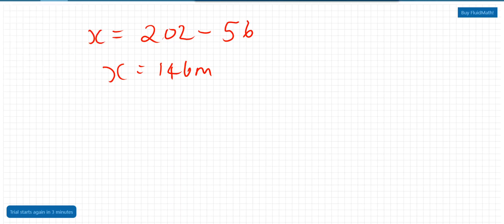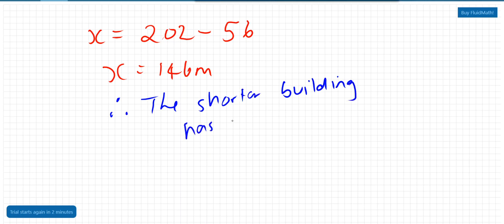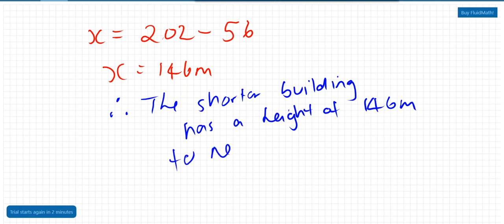Now, it's important to write your final statement. So therefore, the shorter building has a height of 146 meters. And you can say to the nearest meter if you want to. Or you could have said approximately to the nearest meter. Because it's an application, please make sure you write your final statement explaining exactly what that x was, because we put x in ourselves.